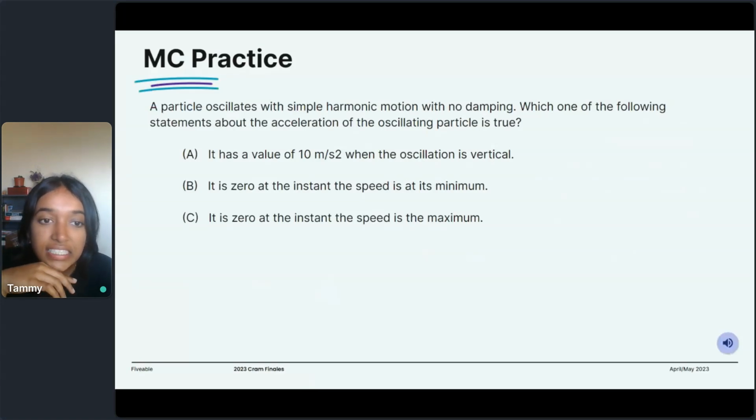The first question is, a particle oscillates with simple harmonic motion with no damping. In my mind, I'm thinking no damping means no friction. Which one of the following statements about the acceleration of the particle is true? A, it has a value of 10 meters per second when the oscillation is vertical. B, it is 0 at the instant the speed is at its minimum. And C, it is 0 at the instant the speed is the maximum. There's a poll, so please answer in that.